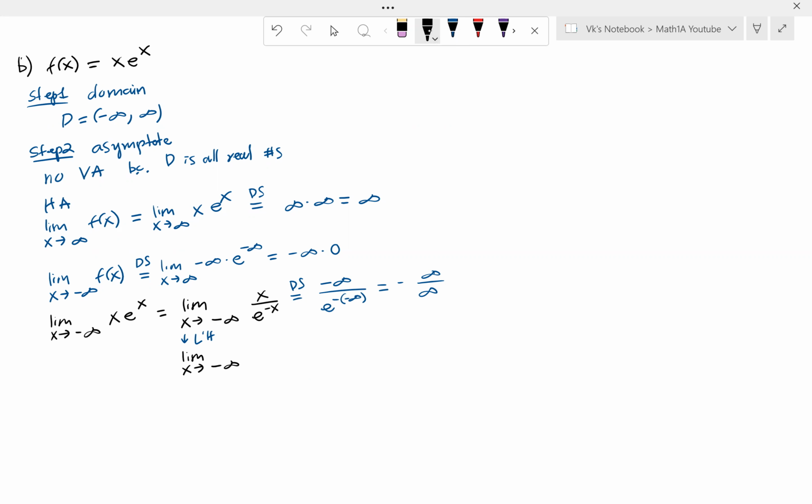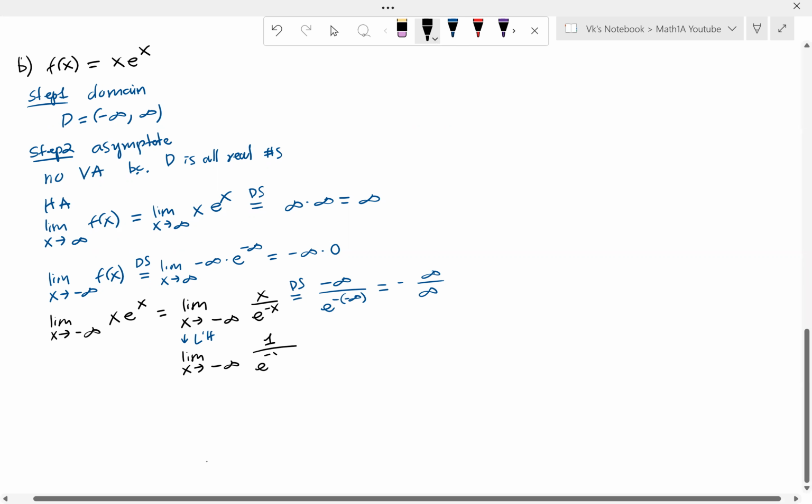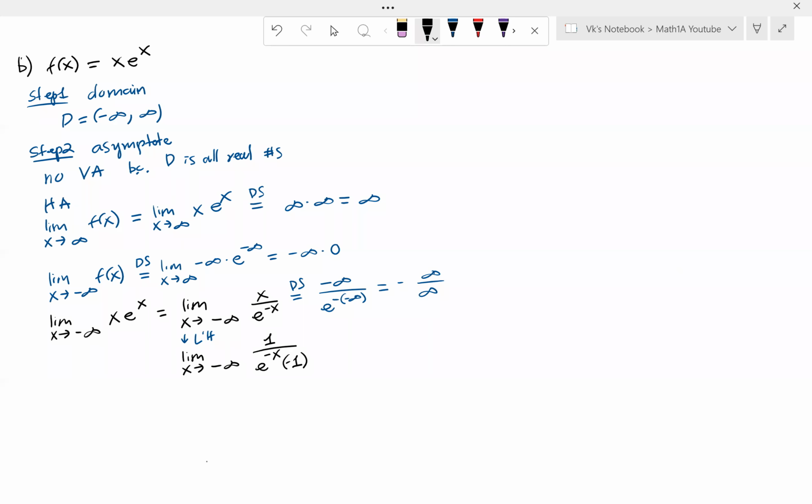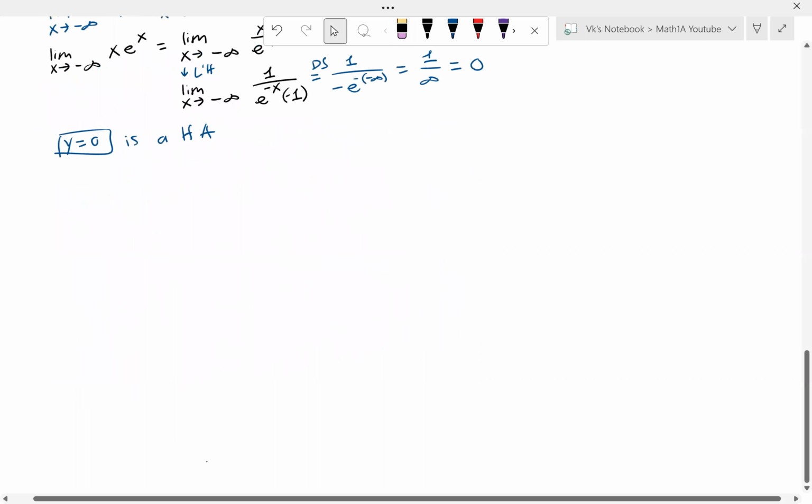Limit as x goes to negative infinity. Derivative of x is 1, derivative of e to the negative x is e to the negative x times negative 1. From here, we can do a direct sub. We have 1 over negative e to the negative of negative infinity, which is 1 over infinity, and that is 0. This means y equals 0 is a horizontal asymptote. Okay, let's move to step 3.